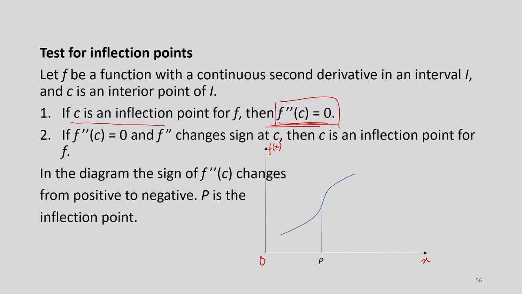So, this is a necessary condition, f double dashed of c is equal to 0, but what is a sufficient condition? The second thing here is specifying the sufficient condition. If f double dashed of c is equal to 0 and f double dashed changes sign at c, then c is an inflection point for f. So, this is the sufficient condition. Here is a diagrammatic exposition of what we have written, and we have seen this before also: at this point P, P is the inflection point here.